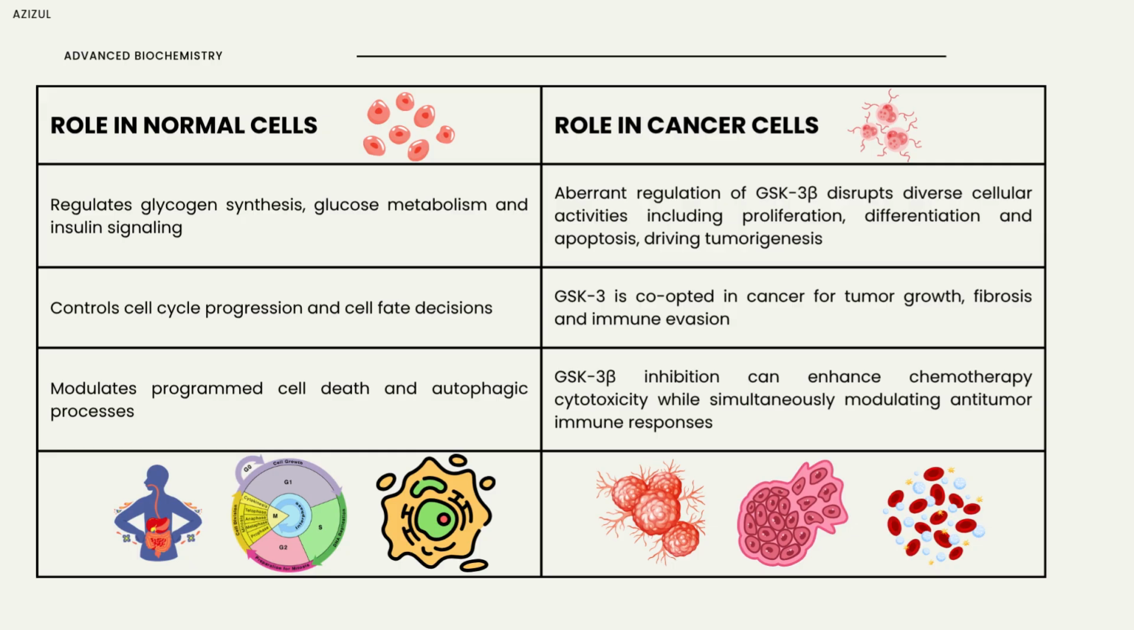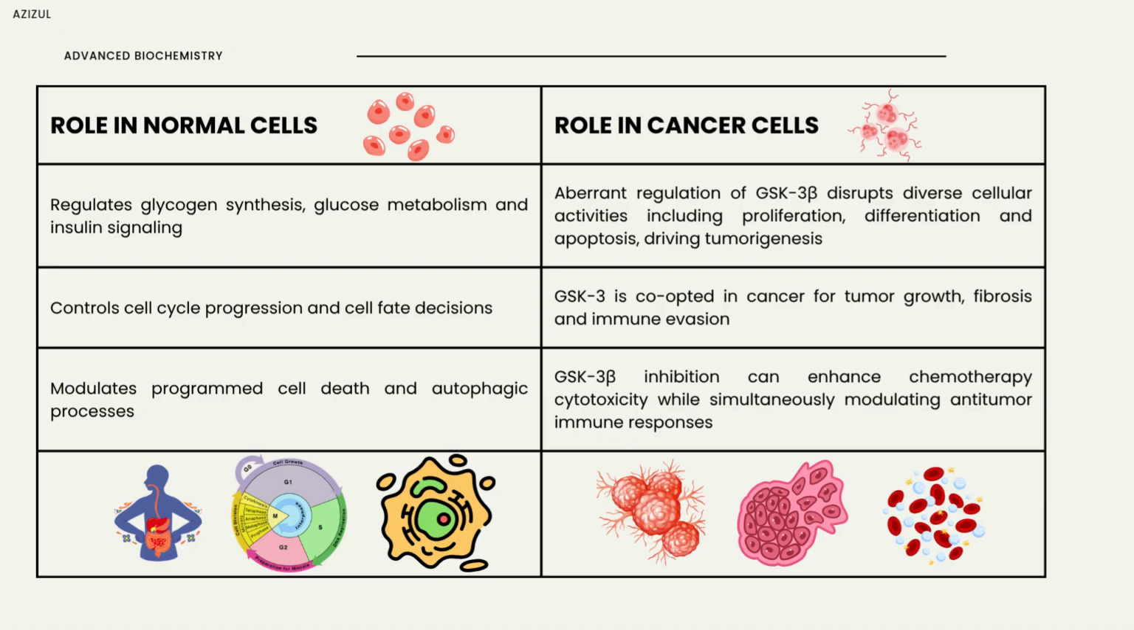Move on to the next part, the role of GSK-3 in normal cells and cancer cells. For its role in normal cells, GSK-3 regulates glycogen synthesis, glycogen metabolism, and insulin signaling. Moreover, it can control cell cycle progression and cell fate decision. It also can modulate programmed cell death and the autophagic process.